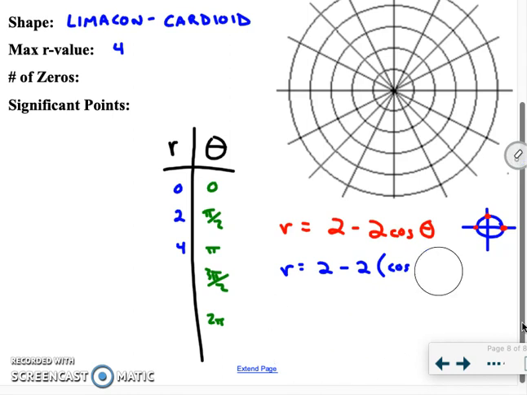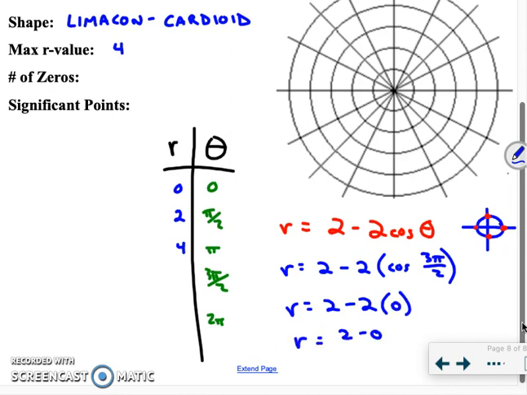And I'm sure we know the pattern by now. I'm sure that it's probably unnecessary that you're watching me do this. But r is equal to 2 minus 2 times the cosine of 3 pi over 2. The cosine of my x term is going to still be 0. So in cleaning this up, 2 minus 0, r is again going to be 2.